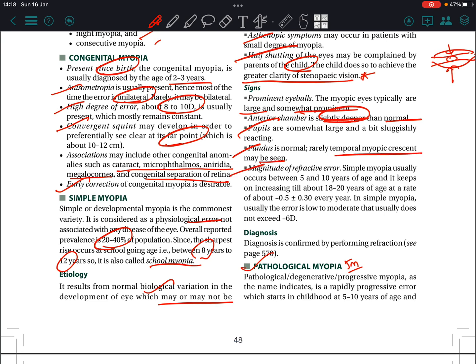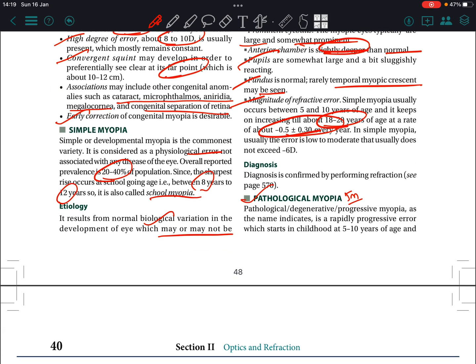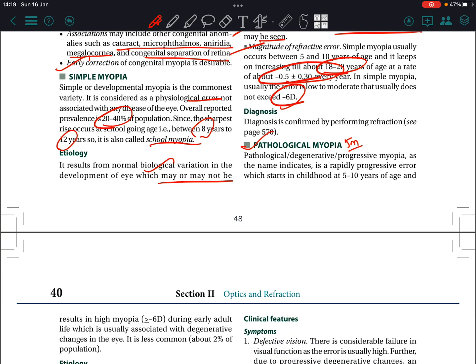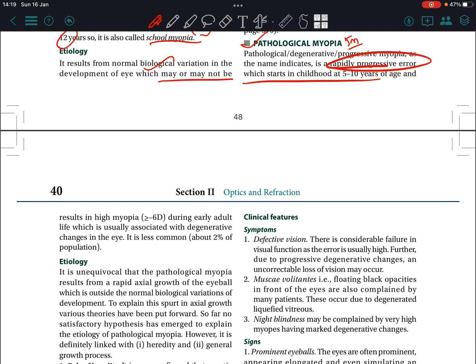Magnitude of refractive error: it manifests between 5 to 10 years, and till 18 to 20 years it grows. It increases at a rate of minus 0.5 to minus 1.0 every year. It usually stops at around minus 6. Pathological myopia is a highly disabling condition, a rapidly progressive error which starts at 5 to 10 years.